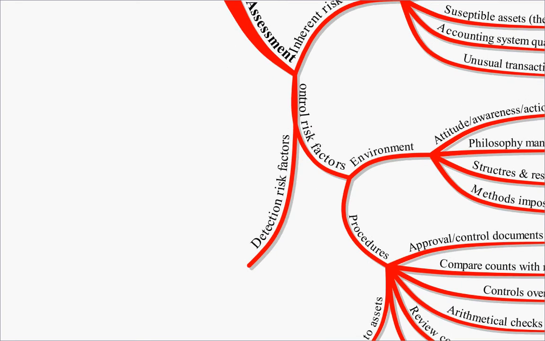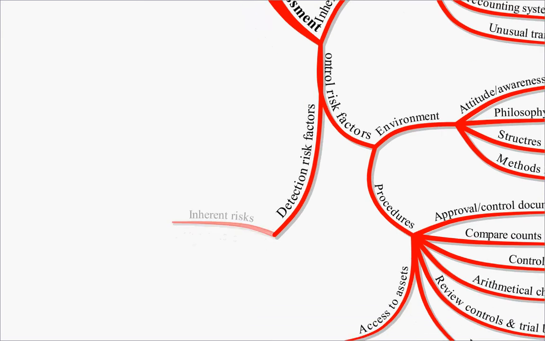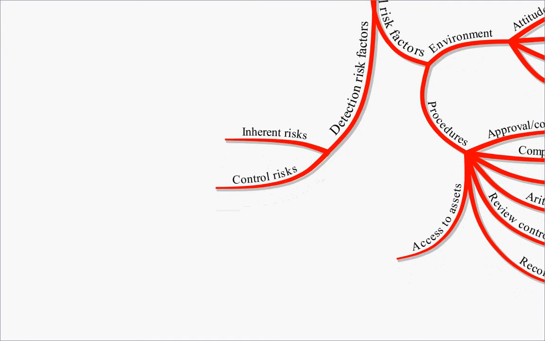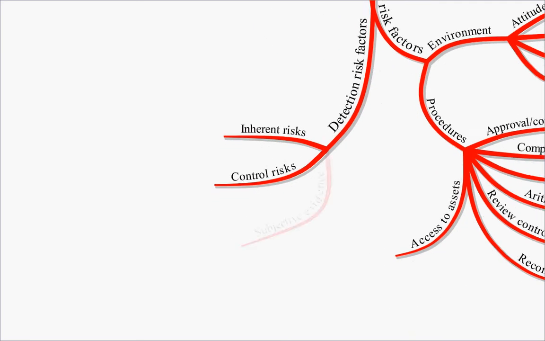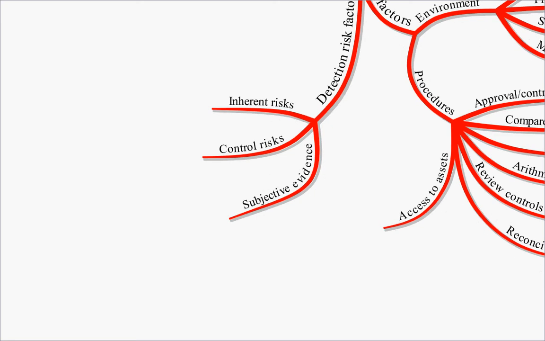So detection risk factors. What will increase the risk that you don't detect a material misstatement? Well, there'd be some inherent risks that we've talked about, the control risks, and then the subjective nature of the evidence, the fact that you'll have to make judgments on it.